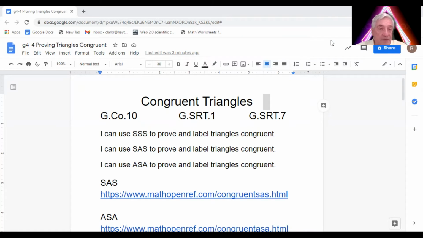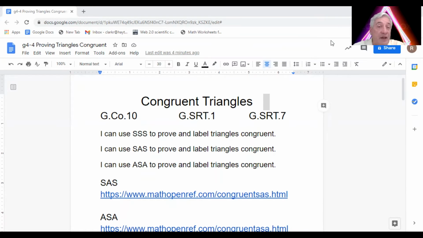I have three methods to prove that they're congruent. I can use side, side, side. If any triangle has three sides that match another triangle's three sides, then those triangles are congruent. For instance, a 5, 12, 13 triangle is congruent to a 5, 12, 13 triangle, even if one of the triangles is upside down or flipped backwards. As long as you have three sides congruent, the angles have to be congruent also.